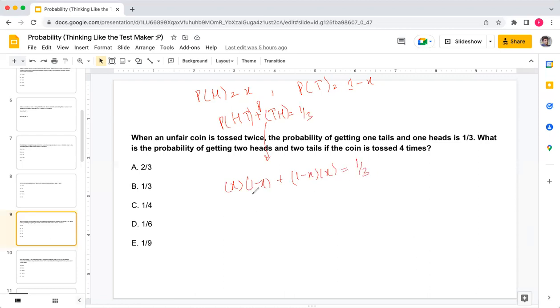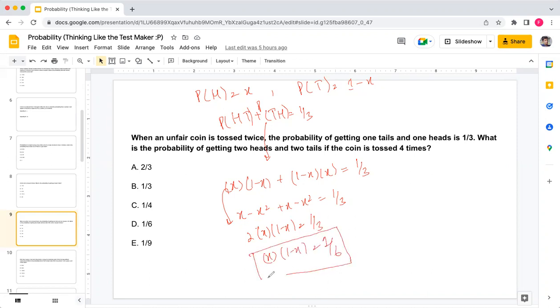And if you proceed further, this will be x minus x square plus x minus x square is equal to 1 by 3. That will be 2 into x into 1 minus x is equal to 1 by 3, or x into 1 minus x is equal to 1 by 6, right? Just hold in this position for a second. Now let's see what is happening further.